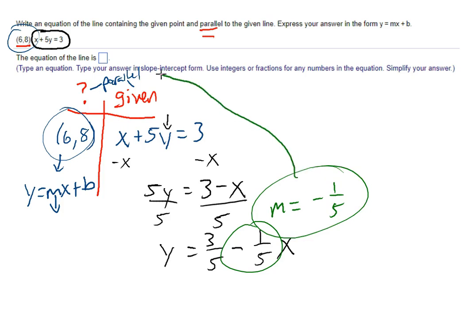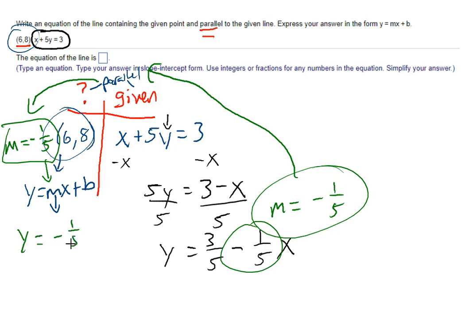This line is parallel to the line that I'm looking for. So the line I'm looking for would have to have the same slope. For lines to be parallel, the slopes have to be the same. And so the slope here would also have to be negative 1/5. Now that I know my slope, I can plug it in for m. I still need to find b, which is the y-intercept.